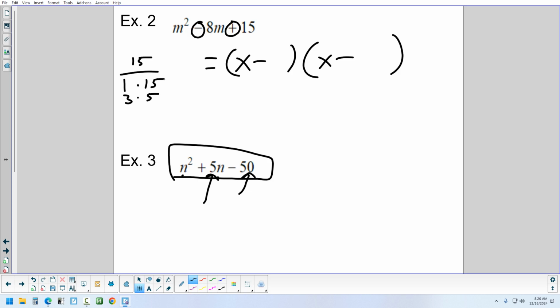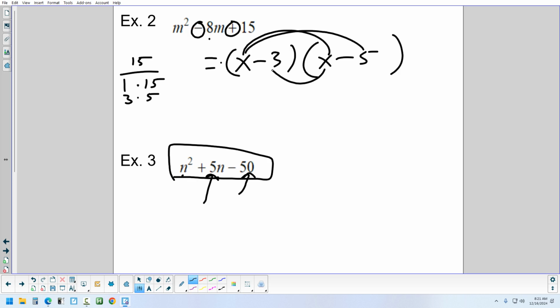All right, so now it's a minus and a minus. Does it matter which number we put where? No, because they're both going to be minus. Let's check it. If you add 3 and 5 together, you do get 8. If you FOIL it out, like we did last week, you get x squared minus 5x minus 3x. A minus 5 combined with a minus 3 is a minus 8. Perfect.